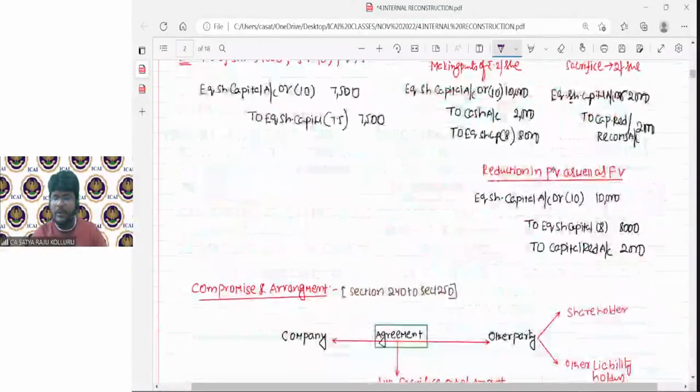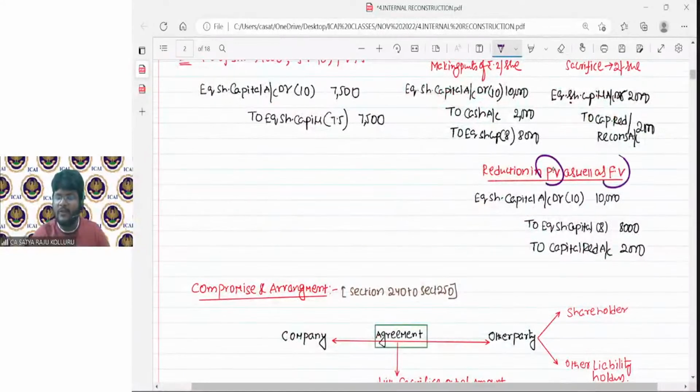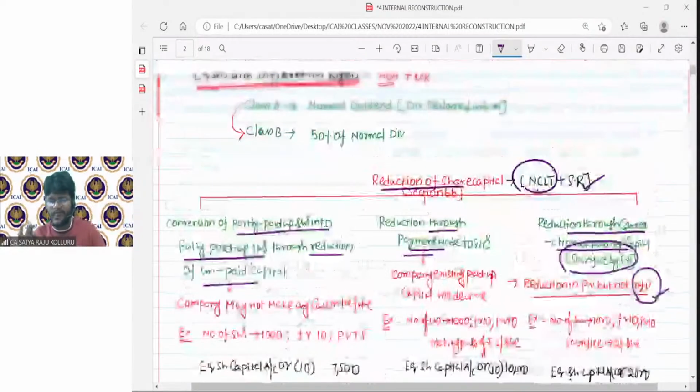Now, with reduction in paid up value as well as face value, you need to cancel the total face value first. Equity share capital at 10 rupees face value, to equity share capital at the new face value, and to the capital reduction account or reconstruction account, whichever, you make the balancing credit. That is the difference. Is it okay, guys?